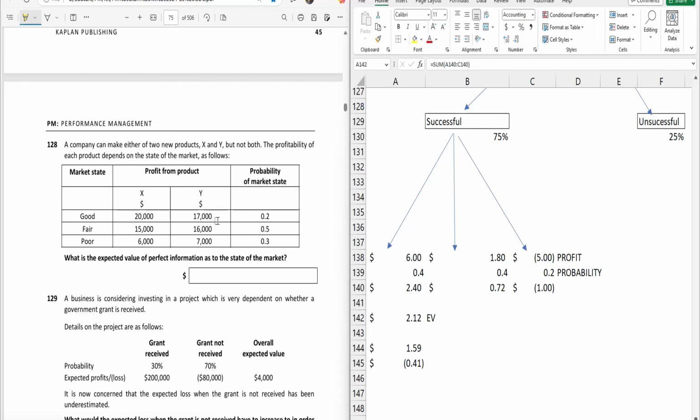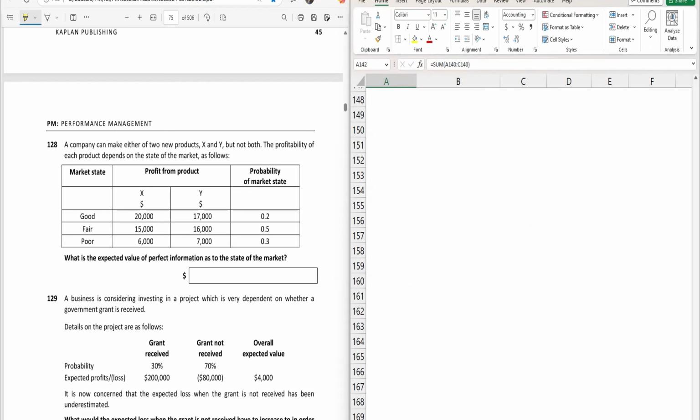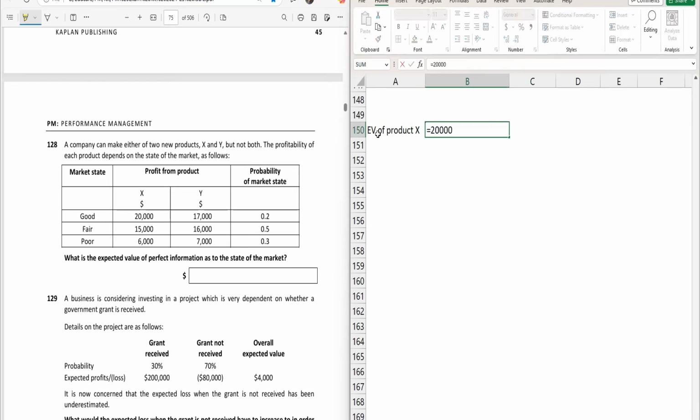Now let's calculate the expected profit for X. How can we do that? Just multiply 20,000 with the probability, right? Let me write it down first. Expected value of product X is 20,000 into 0.2, plus 15,000 into 0.5, plus 6,000 into 0.3. This gives us the expected value of 13,300.